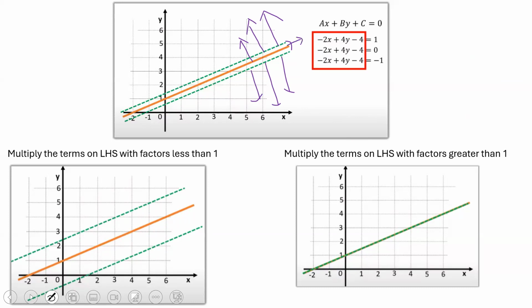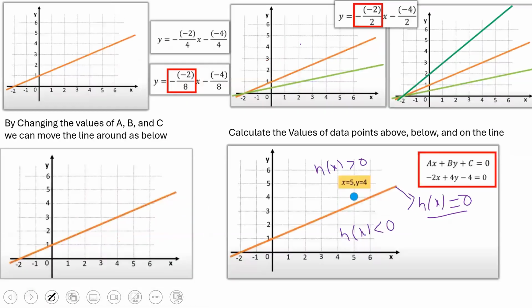So we have found a few things with the math that we have understood. By changing the values of A, B, and C, we were able to rotate the line around the 2D space. So that is the first observation that we have made. And the second observation is that all the points above that particular line have positive values, all the points below that line have negative values, and all the points on the line have values equal to 0.